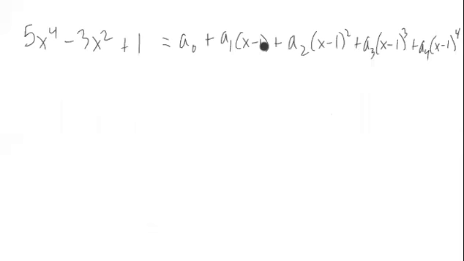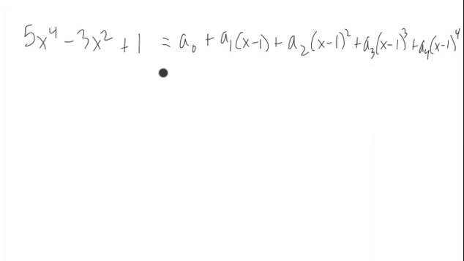Let's take a look at the idea of a Taylor series expansion at a point, or just the idea of how to rewrite a polynomial that's in powers of x as a polynomial that's in powers of x minus 1. So these coefficients, what are they, and how can we obtain them?